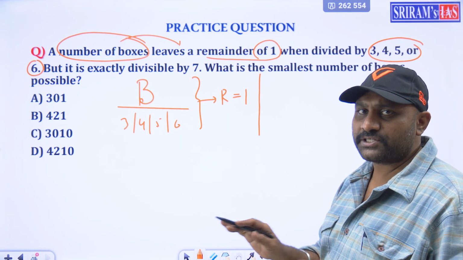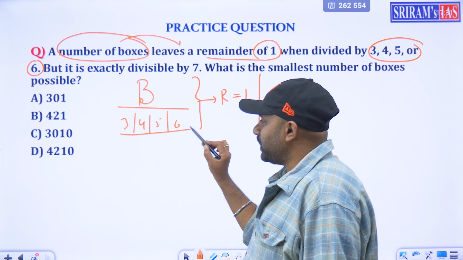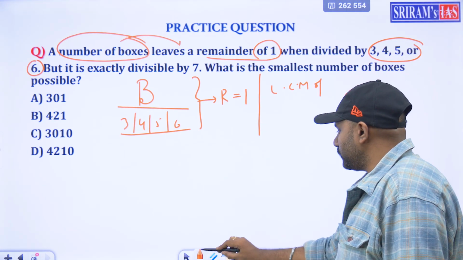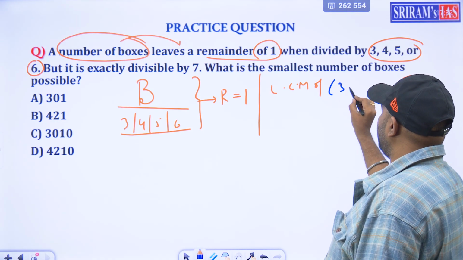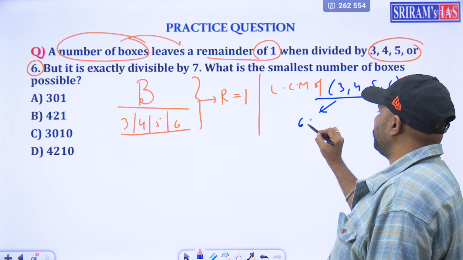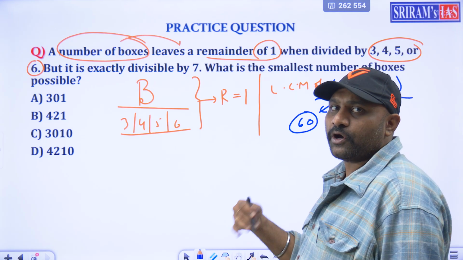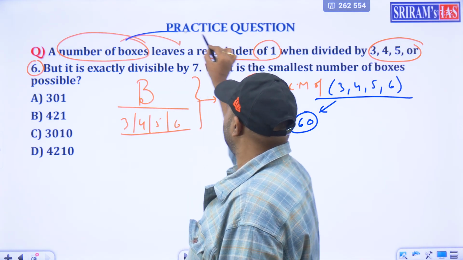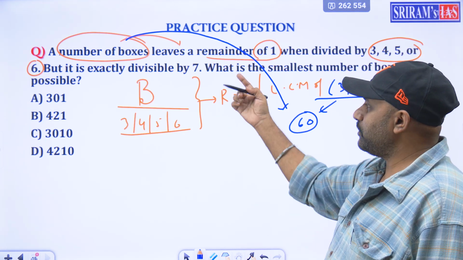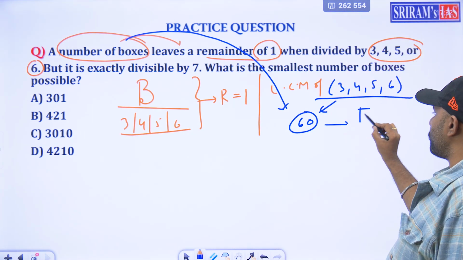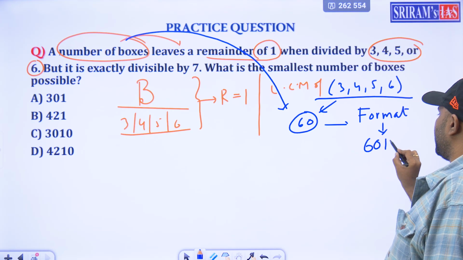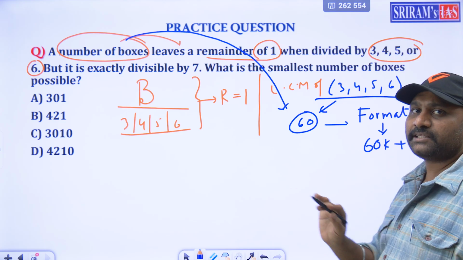That means whenever such kind of questions come, very simple. Whatever remainders are there, first take LCM for it. LCM of 3, 4, 5 and 6. 3, 4, 5, 6 LCM is 60. So whatever may be your answer, which is number of boxes, it should be a number which is a multiple of 60, leaving a remainder 1. Therefore, the format should be 60k plus 1, where k is 3, 4, 5, 6, 7.